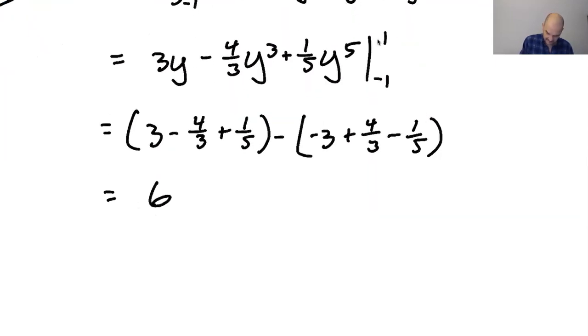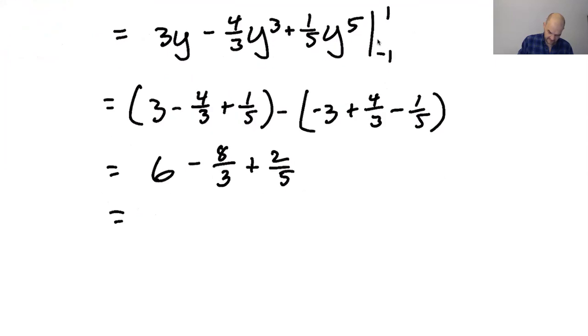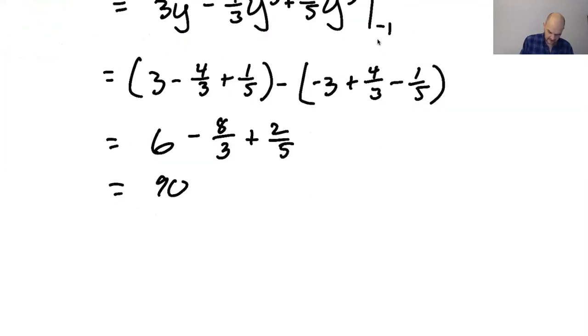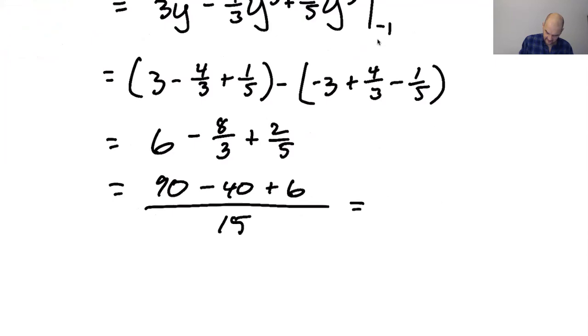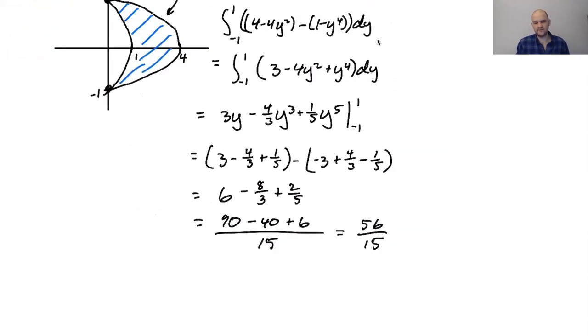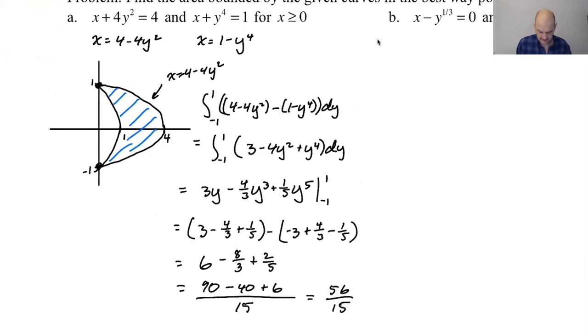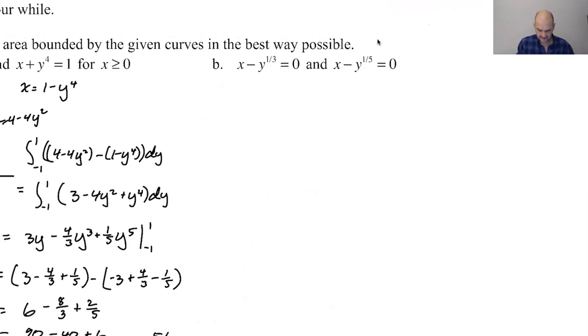So we're just getting 2 times the original thing, but that's all right. We get 6 minus 8/3 plus 2/5, over 15. Great. 90 minus 40 plus 6, I think, over 15, so 56 over 15. All right, we can knock that out on a calculator pretty quickly, and then we'll find any errors that I made. Let's take a look at the next one, though.